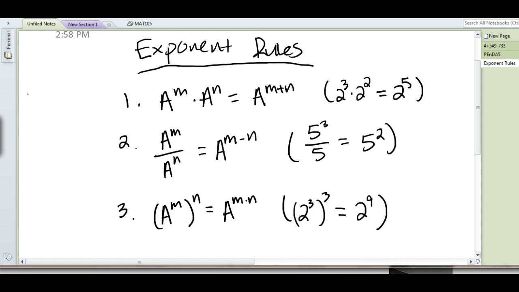So it's really important that you don't confuse rule number 1 with rule number 3. That's one of the most common mistakes when people are applying these exponent rules. They'll just decide that you're always supposed to add the exponents or always supposed to multiply them, but just remember that there are 2 different rules.